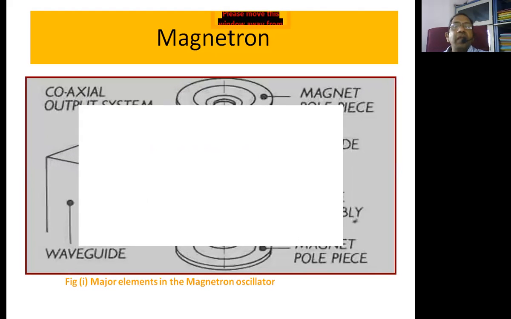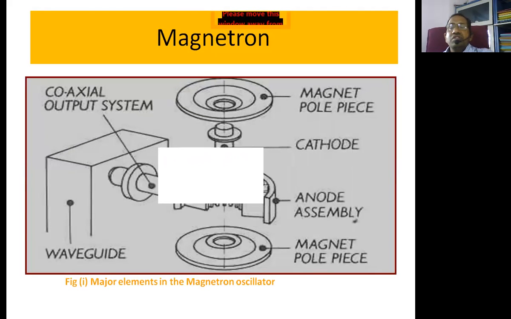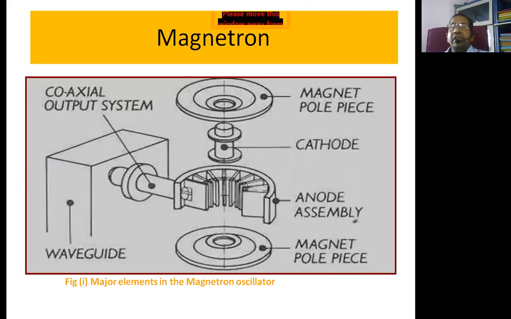Well, next one is the magnetron. Let us look into the constructional features of a magnetron. A magnetron is going to be like a cylindrical tube. From the coordinate systems, we already know what a cylindrical coordinate system, a Cartesian coordinate system, and a spherical coordinate system are. Here it is a cylindrical kind of coordinate system that we normally have in a magnetron.